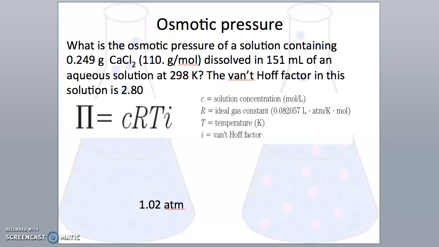Now, you might say, wait a minute, shouldn't the Van 't Hoff factor be 3? The ideal Van 't Hoff factor is 3. In reality, especially when we're not dilute, these ionic compounds don't dissociate completely, and so our real Van 't Hoff factors are often lower than the ideal. If they give you a Van 't Hoff factor, use it. If they do not, then figure out what the ideal is and use that. So the answer's there, 1.02 atmospheres.